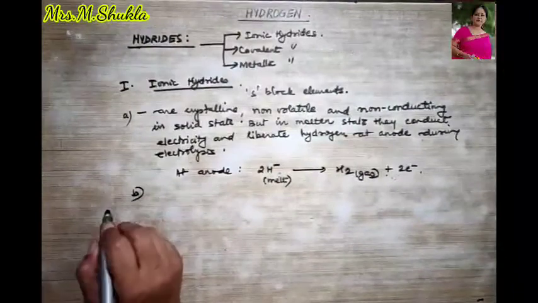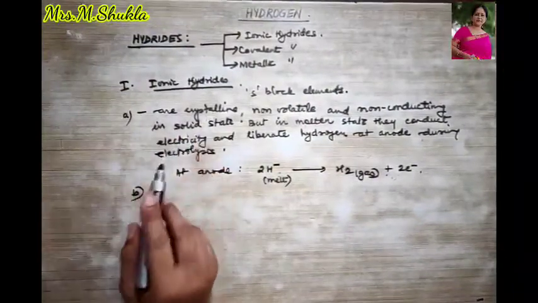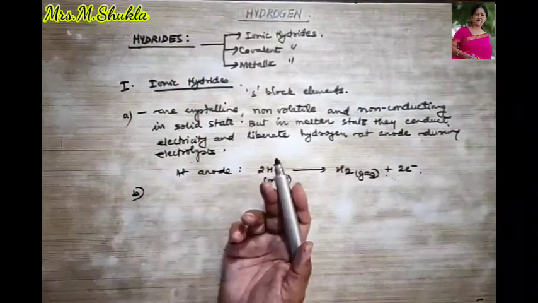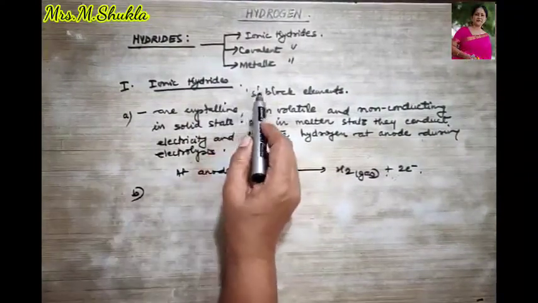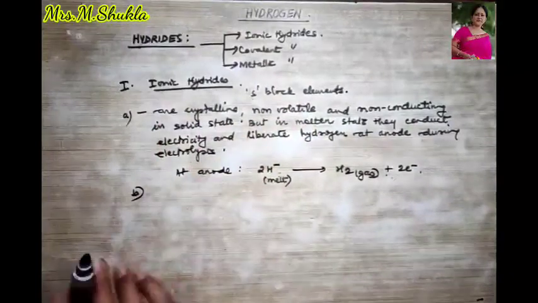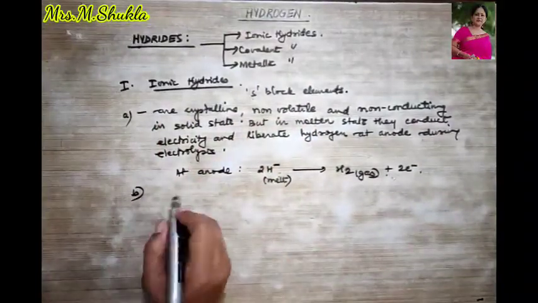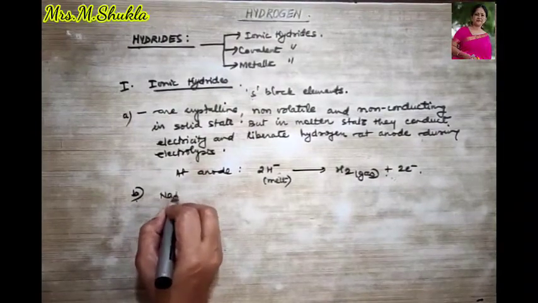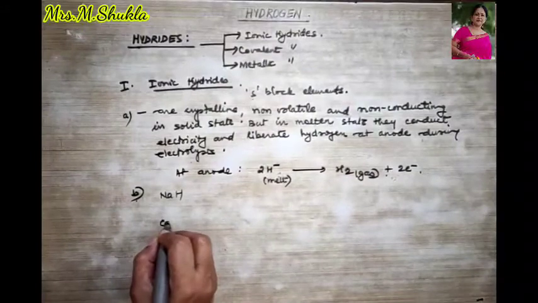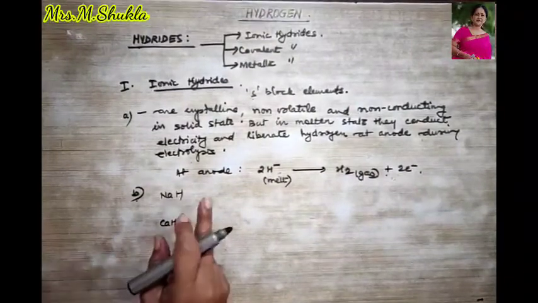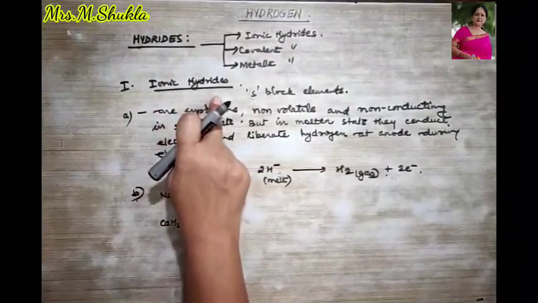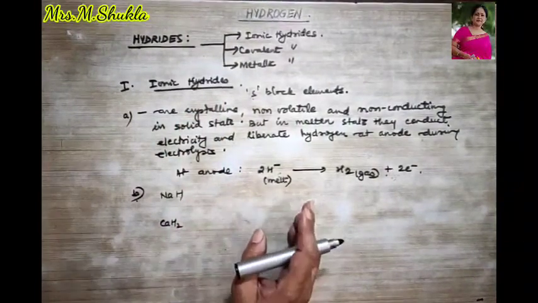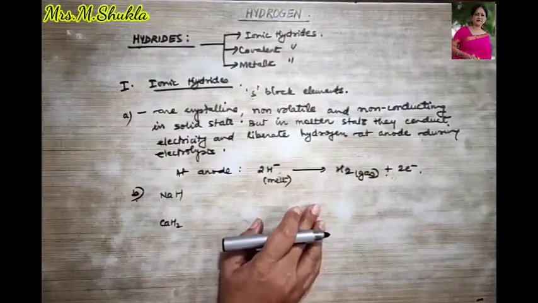Then let's talk about the second point. These ionic hydrides react violently with water and they produce hydrogen gas. So what did I tell you? S block elements generally form good ionic hydrides. So let us see in this example some of your ionic hydrides like NaH or even CaH2. So what am I telling you over here? That these ionic hydrides react violently with water, and they give out hydrogen gas.